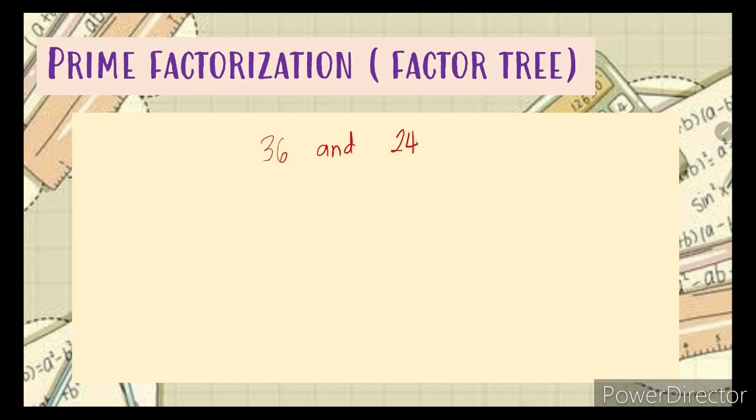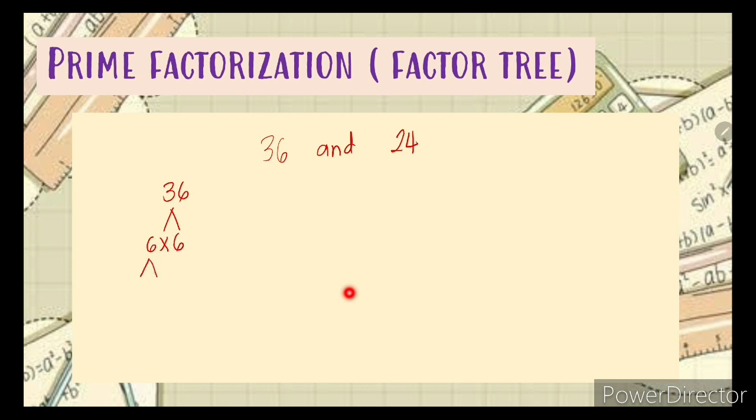Let us find the GCF of 36 and 24 using the prime factorization method using the factor tree. So, ito, 36 muna tayo. What are the factors of 36? So, we have 6 times 6.